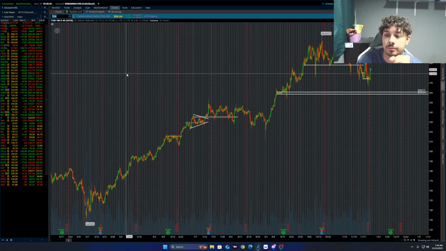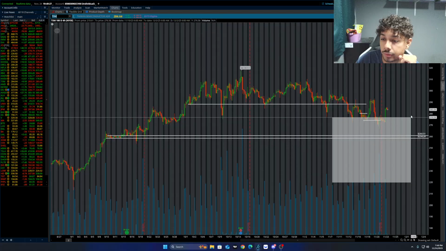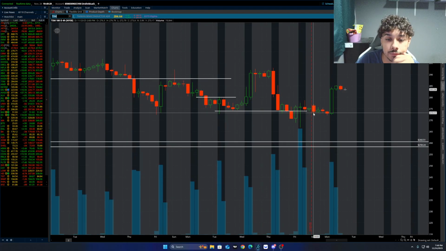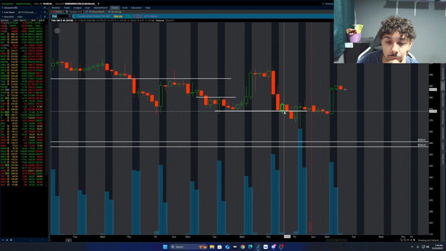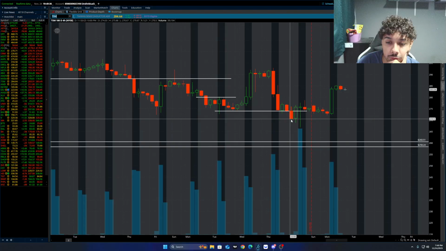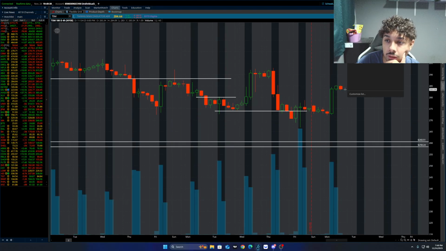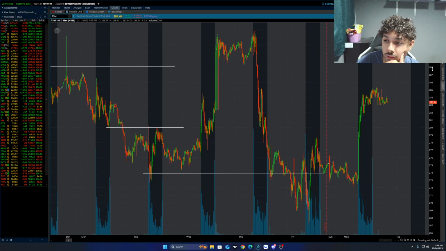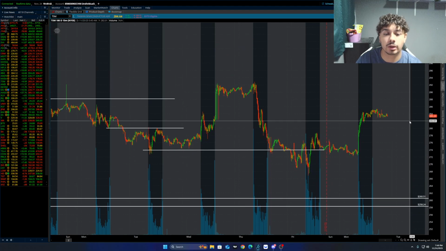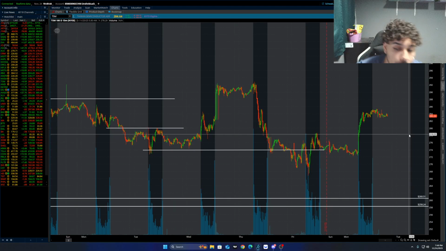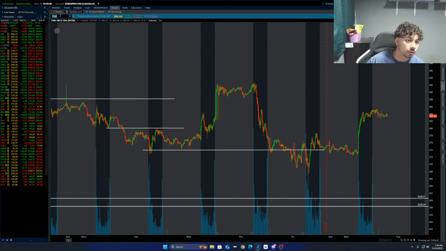Let's look at TSM. TSM, no move. Move already happened. Not too sure what we said for this one, to be honest. Most likely probably said a bounce from here or a short from here. But yeah, I wouldn't touch this at all. Move already happened. So, let's go to the next one.